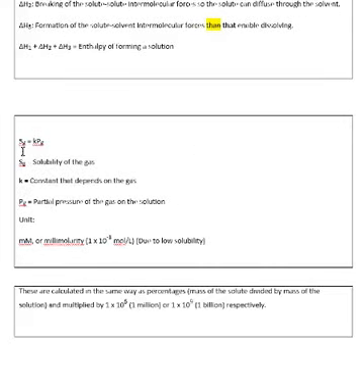Capital S subscript G is equal to k multiplied by capital P subscript G, where capital S subscript G is the solubility of the gas, lowercase k is the constant that depends on the gas, and capital P lowercase g is the partial pressure of the gas on the solution.